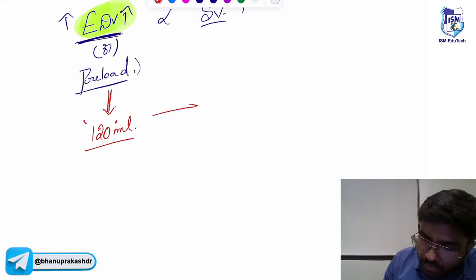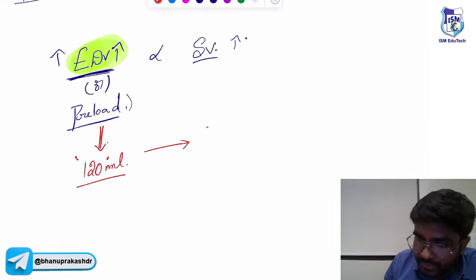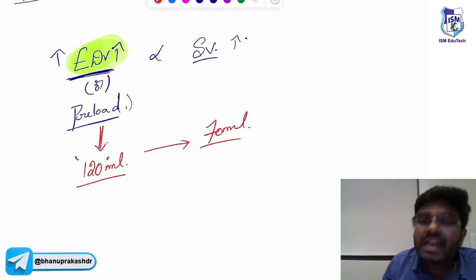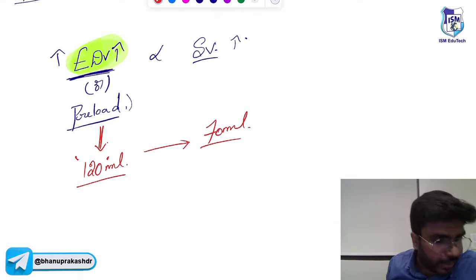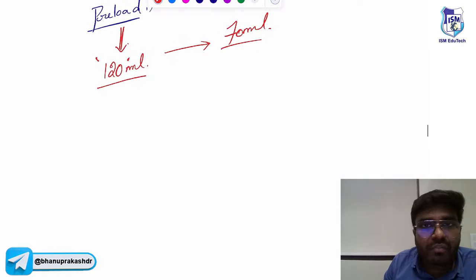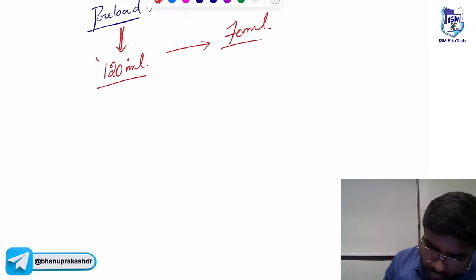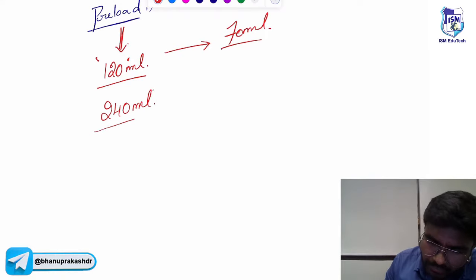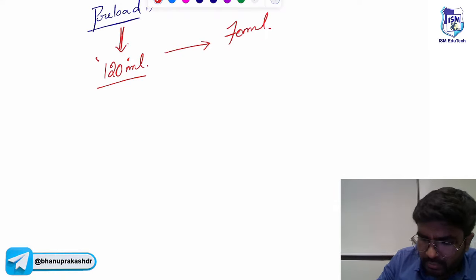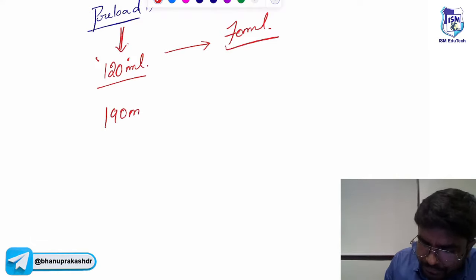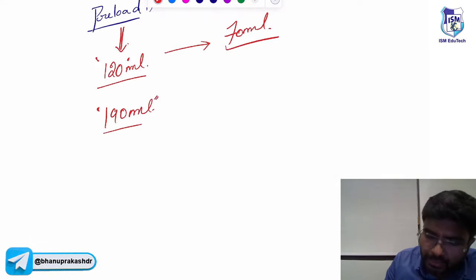So, if you put 120 ml of the blood, how much will be the stroke volume? 70 to 90 ml will come out. For example, instead of 120, I am keeping 240 ml of blood. Simple, I am keeping now 190 ml.